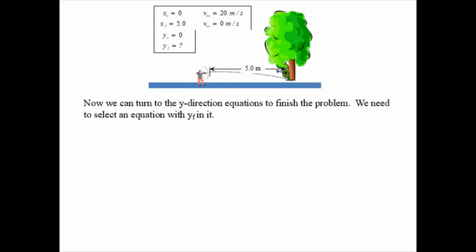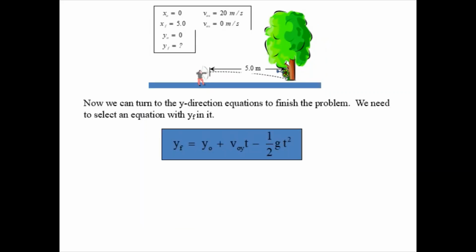Okay, so now we go to the y direction equations and we try to find an equation that has a y final in it, but one that we know everything else in, right? Because we want to solve for y final. That's what we're trying to figure out: what is y final? What's this y final height where the arrow hits the tree, right? We know it's going to be negative because of the way we set this up. But what value is it going to be?